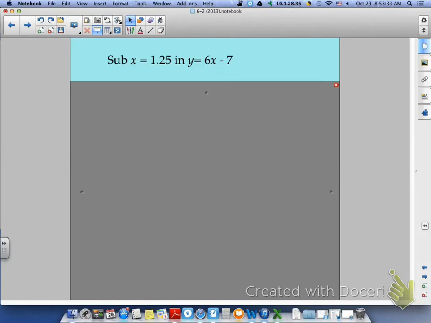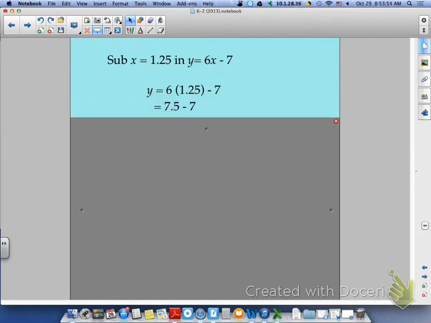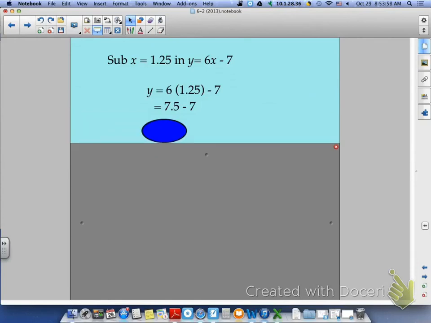All right. So y equals 6 times 1.25 minus 7. What is 6 times 1.25? 7.5. Yeah, you're right. 7.5 minus 7 is 0.5. So your solution is y equals 0.5.